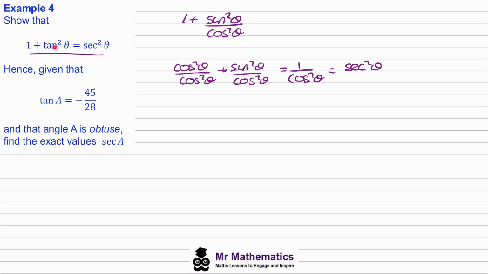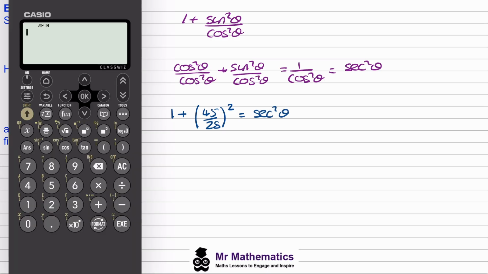So we've proven that 1 plus tan squared equals sec squared, and we can use this to write tan in terms of sec. The first thing we need to do is to square the tan. So if we square this, then we'll square the fraction. So we'll have 1, this one here, plus the tan squared, so 45 over the 28 squared. We don't need to worry about this negative because when we square it, it becomes positive. And this will equal sec squared theta. If we work out this left-hand side, we've got 1 plus 45 over 28 squared. And we'll have 2,809 over 784. And then to work out sec, we just need to take the square root, and we get 53 over 28.